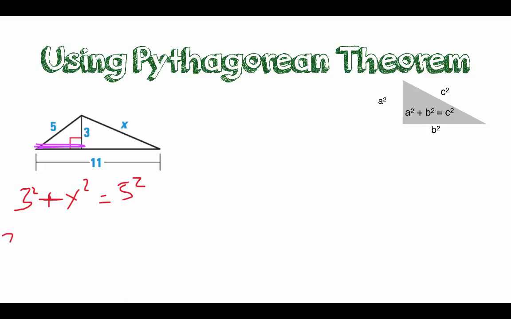All right, so I get 25, oops, excuse me, 9, wow. Let's go back a step. Here we go. 9 plus x squared equals 25. X squared equals 16. All right, x equals 4. So we know that this side now is 4, which makes this side 7.